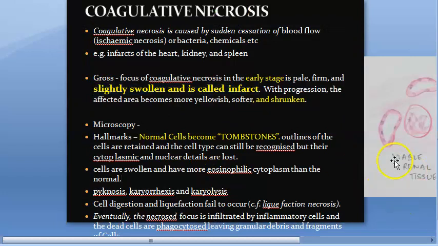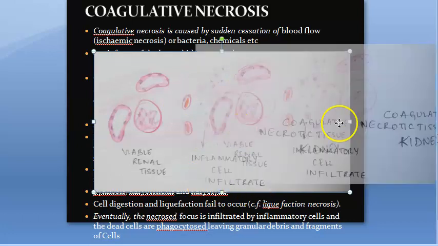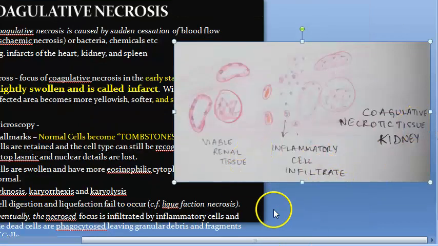So coagulative necrosis is done. In the exam, try to draw this diagram of the kidney, glomerulus, and tubules, and then you can draw some tombstone kind of cells where the outline of the cells is retained, so you can tell what type of cell it is. Okay. Moving on.